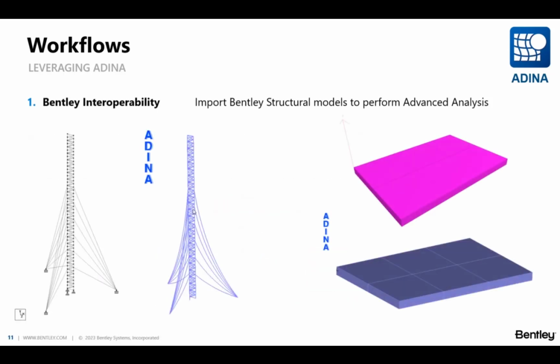So let's start with the first one of the workflows, the ability to import models from STAAD. Those are examples from automatic exports from STAAD into Adina. As you can see, we can do this for 1D elements, whether beams, trusses, cables, and 2D elements like slabs or walls. On the example to the left, Adina allows us to capture the true cable behavior for static or dynamic analysis. On the example to the right, on that slab, imagine that you want to use compression-only springs for a dynamic analysis. Those are just some examples.